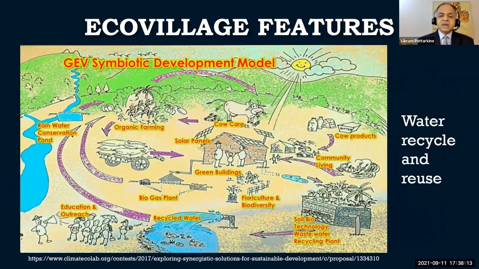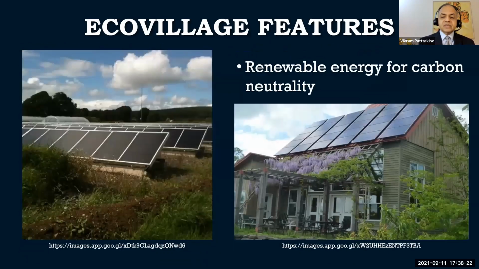Water can be recycled and reused throughout the eco-village so that there is no water import from outside or wastewater discharge to the outside. In India, we talk about zero liquid discharge, that kind of development, which can be run on renewable energy for carbon neutrality.